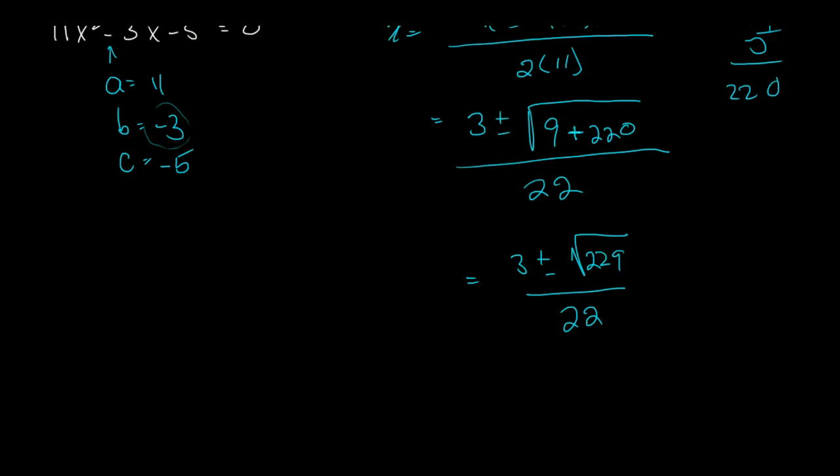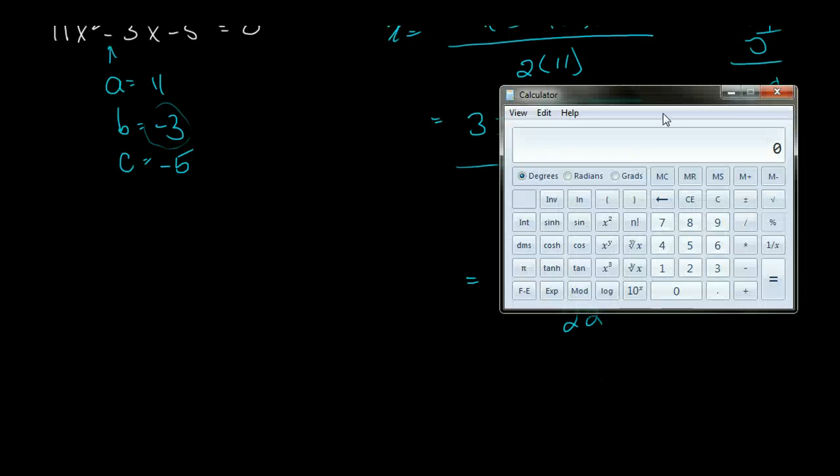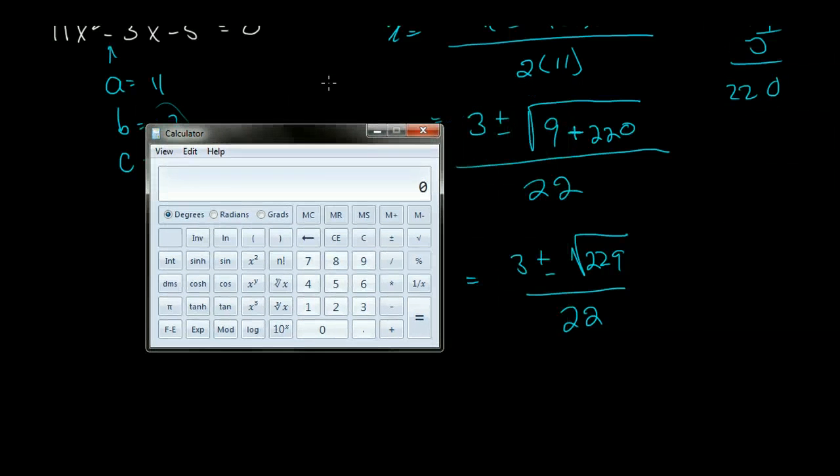Now we have to recognize here that 229 I can't really simplify. It looks like it's an irrational number, and I can prove that using our trusty calculator here. If I go 229 and take the square root of that, notice how I get this really gross looking long decimal. It's just slightly more than 15. So what we have to realize is that the square root of 229 is a number. It's just a little bit more than 15. So I still have two roots here.